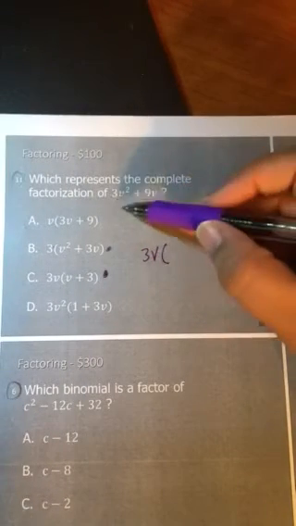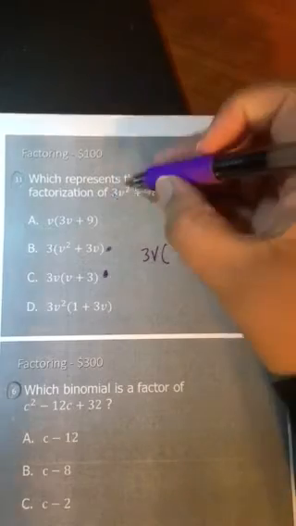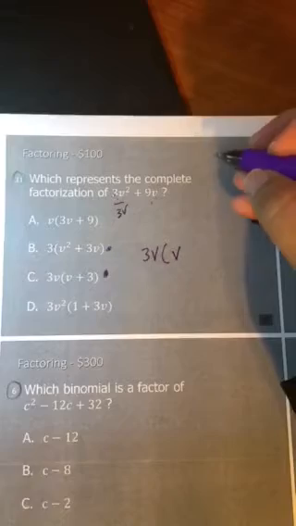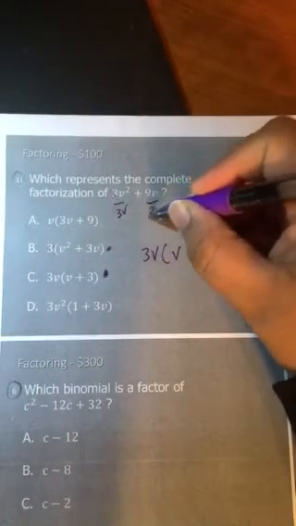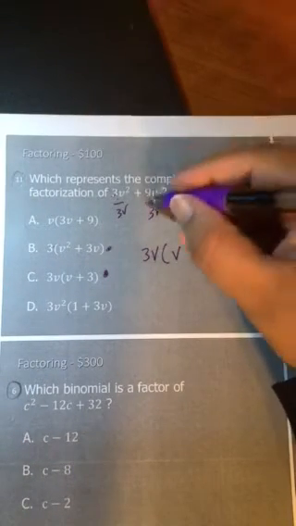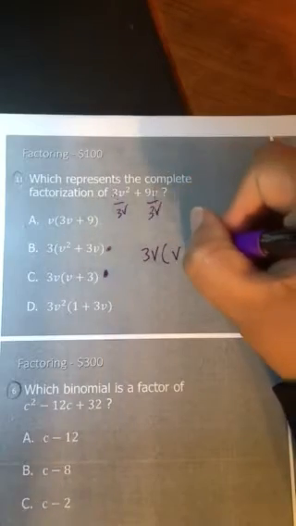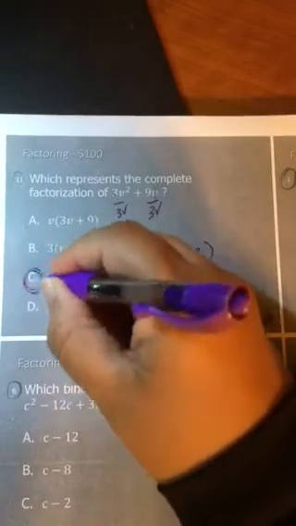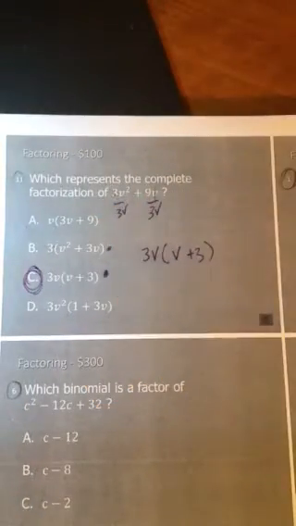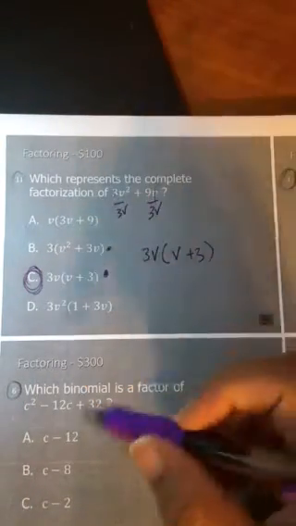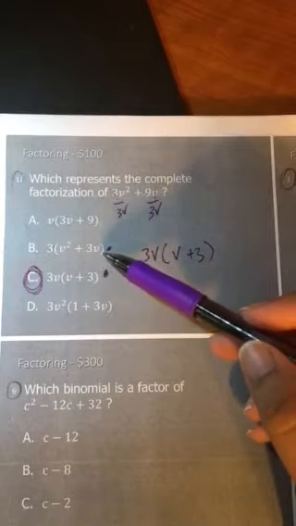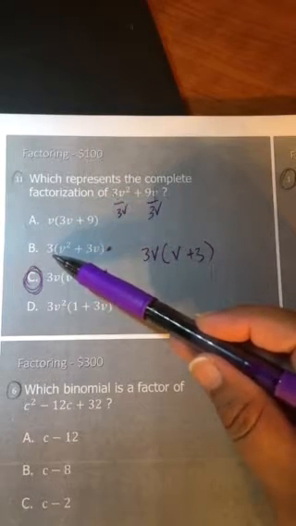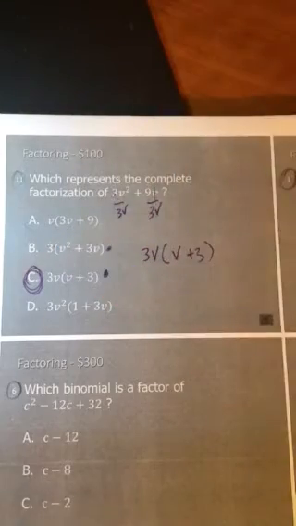Now when you take that out, if I divide this by 3v, I'm left with just a v. And if I divide this by 3v, those would reduce, and I'm left with 9 divided by 3, which is a positive 3. And that's why your answer is C. And again, you could check this in the calculator, but the problem is you'd get 2 answers because this is technically factored, it's just not factored completely.